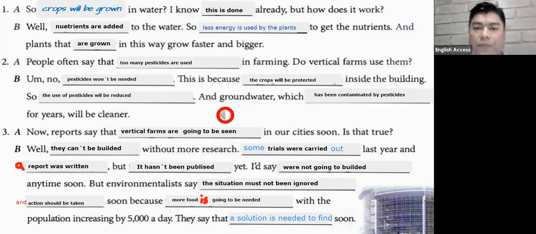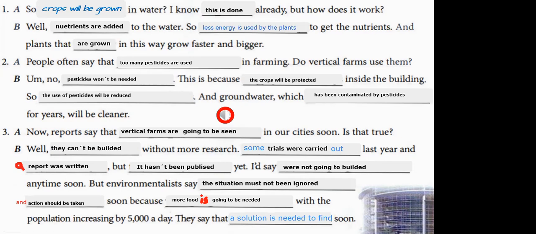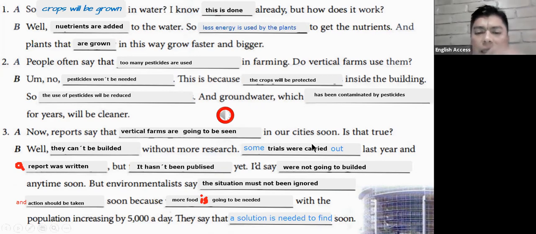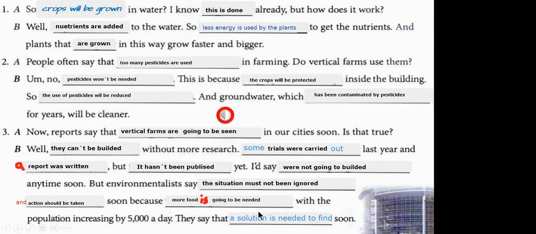Okay, so one more time, please check your answers. They say a solution is needed to find. One more time, please. Can you write your answer?